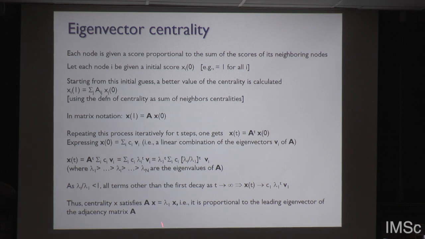So now I can say that the centrality measures of each node can be obtained from the components of the eigenvector corresponding to the largest eigenvalue, because it satisfies this eigenvalue equation. Is that argument clear? If not, please ask.